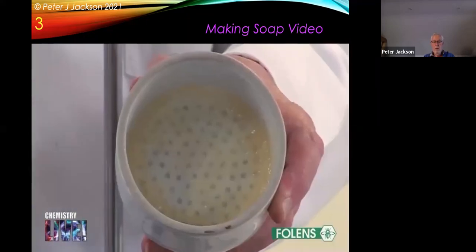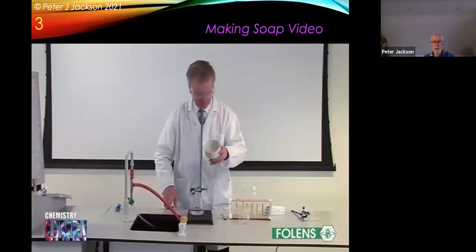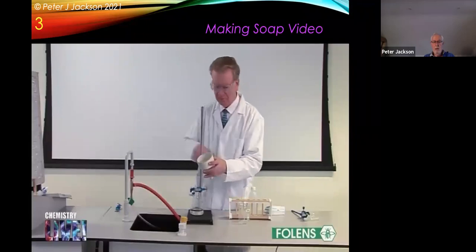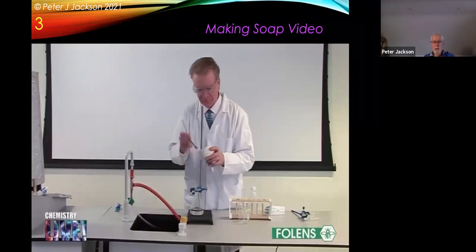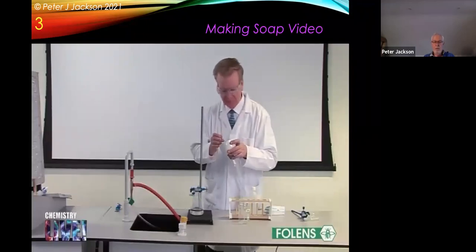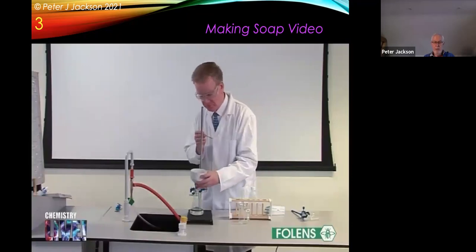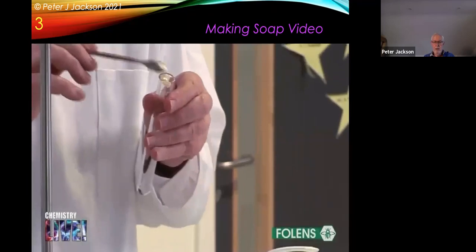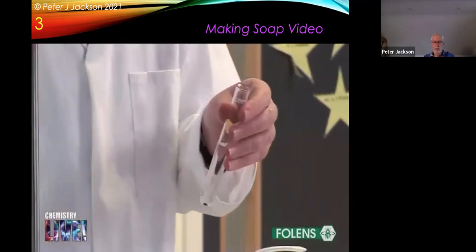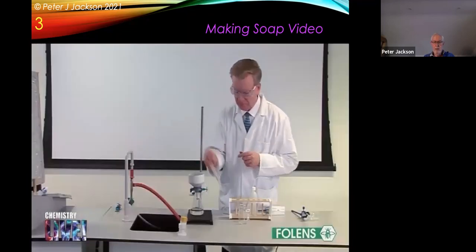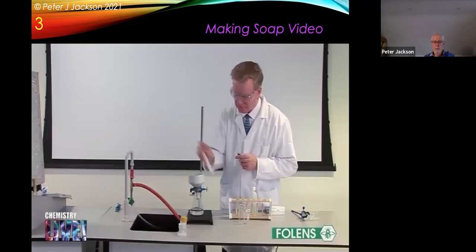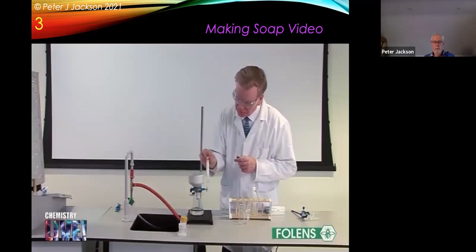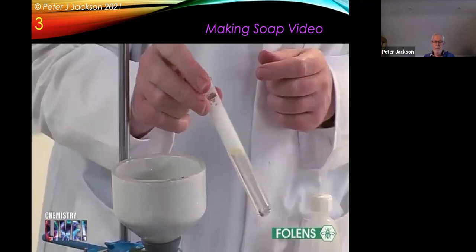Using a spatula, take a sample of soap, add it to about half a test tube of deionized water. Deionized water is soft water, and if you mix it with soft water, you'll see it now. Shake the test tube. We observe the characteristic lather of soap.